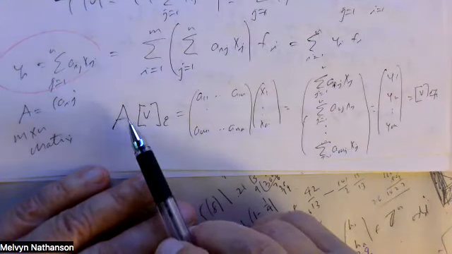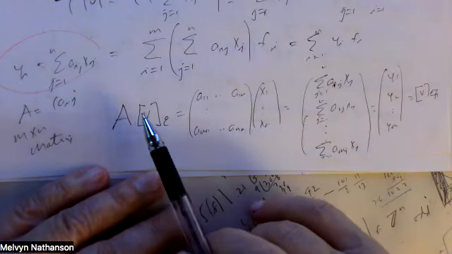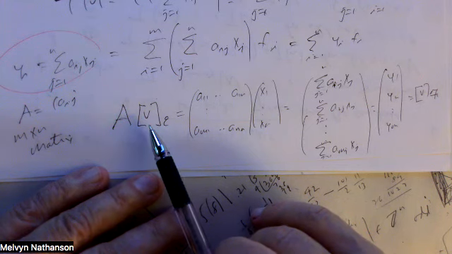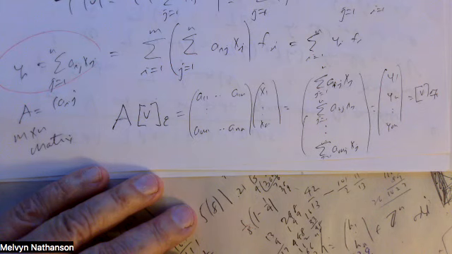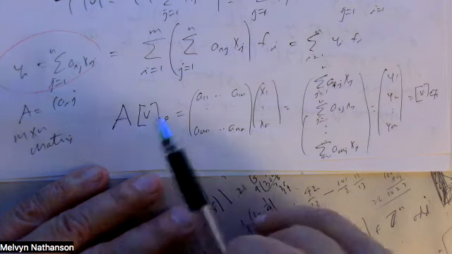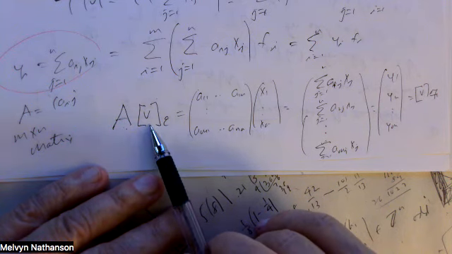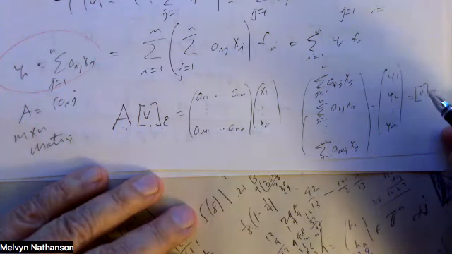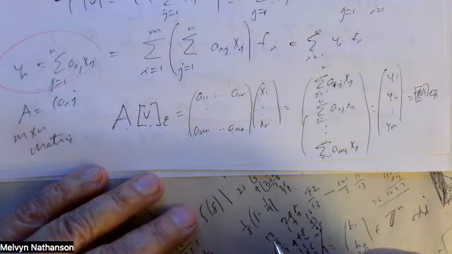So I have a matrix associated to my linear transformation. Given a linear transformation T from a vector space V to a vector space W, if V and W are finite dimensional, and I choose bases for them, then there's a matrix A such that A applied to the coordinate vector of v with respect to E gives me the coordinate vector of T of v with respect to F.